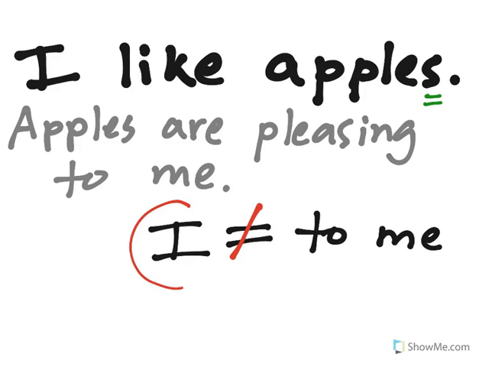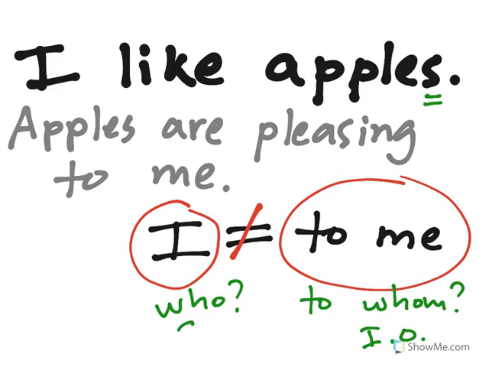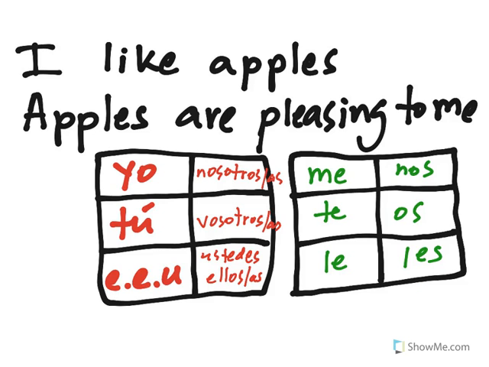Note that I, as in sentence number 1, does not equal to me, because I is the subject answering to the question who, and then to me answers to the question to whom, and therefore it is the indirect object. Subject and indirect object.